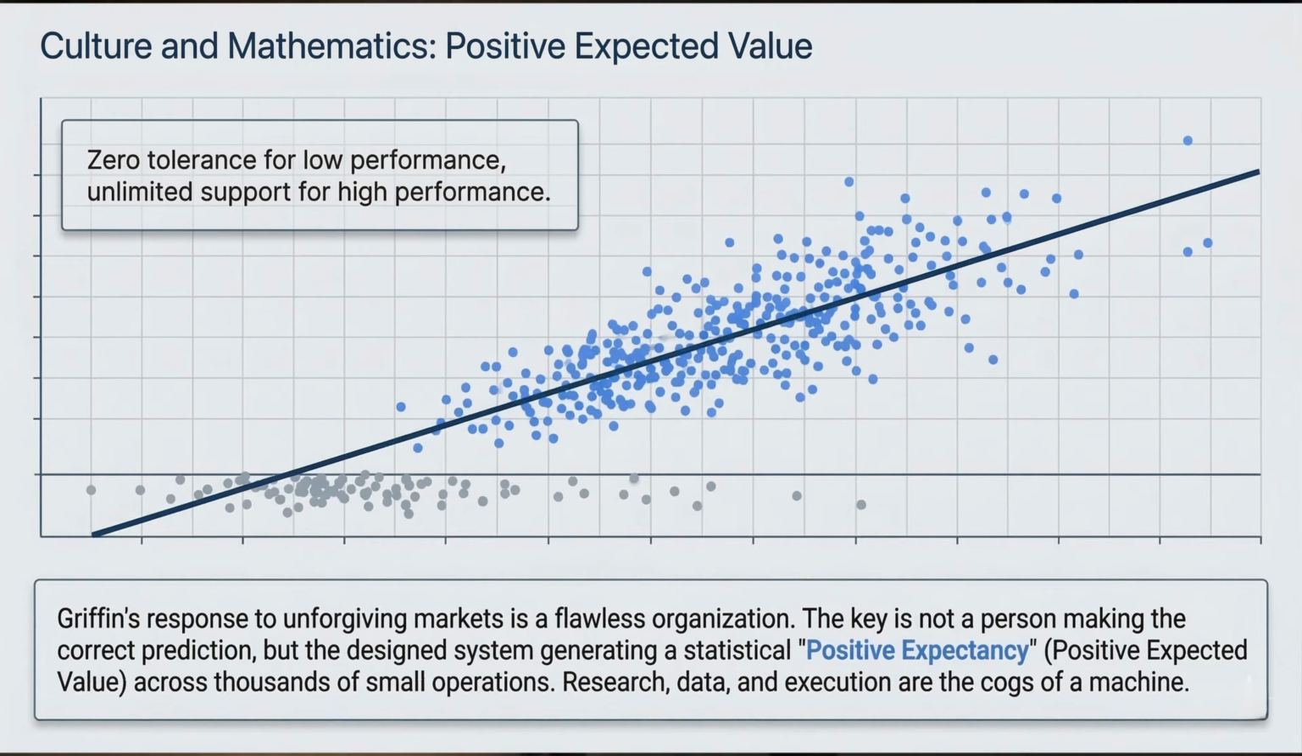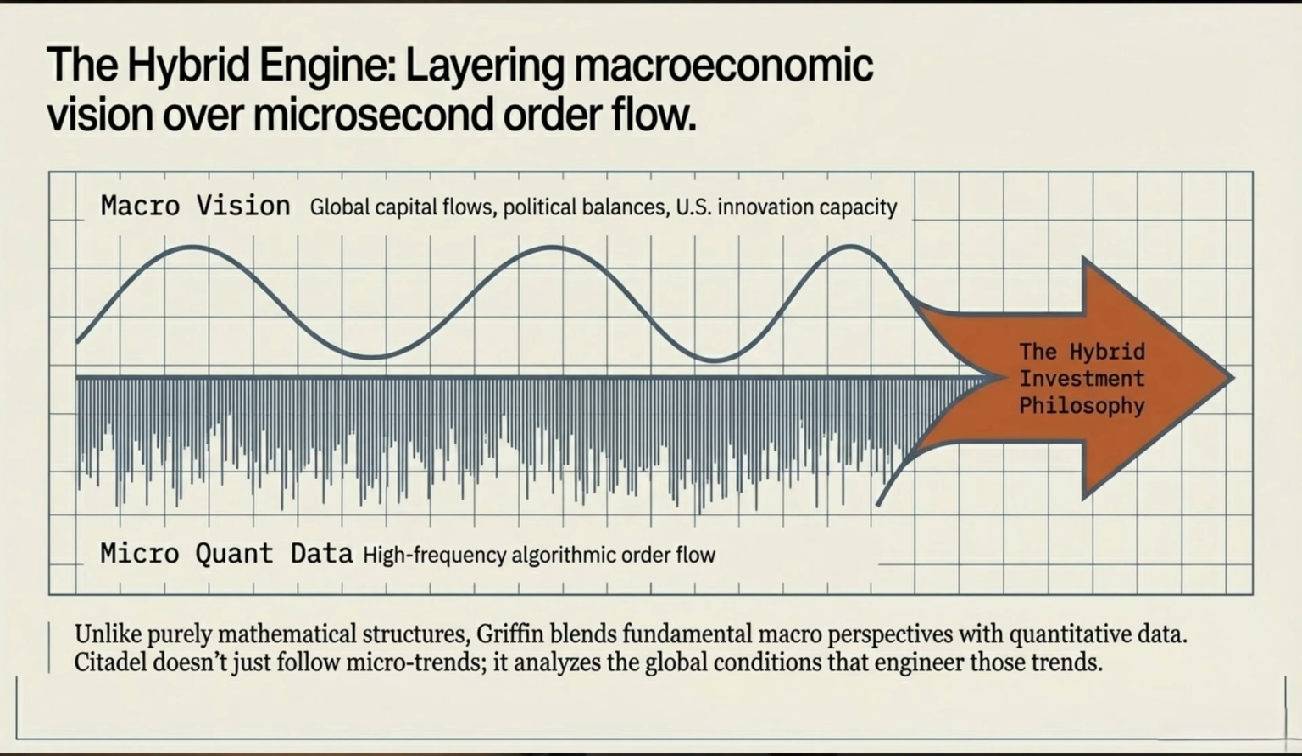This approach, which prioritizes the genius of the system over individual genius, has made Griffin one of the architects of modern finance. What matters here is not one person making a correct prediction, but thousands of small transactions having a statistically positive expectancy. Ken Griffin's outlook on the market is not limited to micro-scale price movements. He also possesses a powerful macroeconomic vision. He views global capital flows, political balances, and America's innovation power as part of his investment decisions.